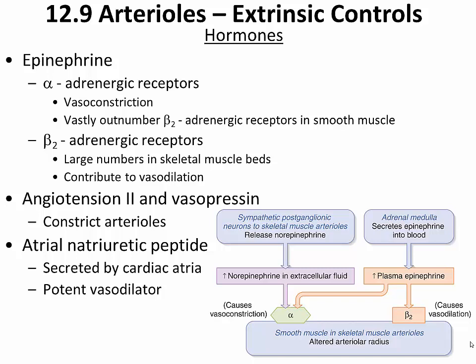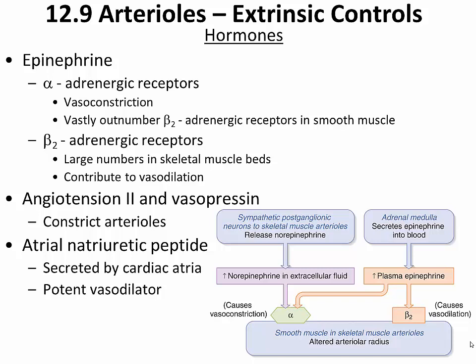The first are alpha adrenergic receptors. These alpha adrenergic receptors lead to vasoconstriction. These are the receptors that we just talked about that are involved in the sympathetic division of the autonomic nervous system, and these alpha adrenergic receptors also bind to norepinephrine.